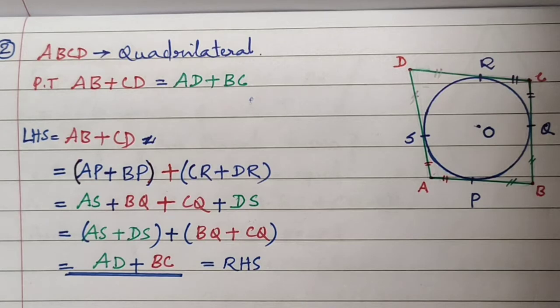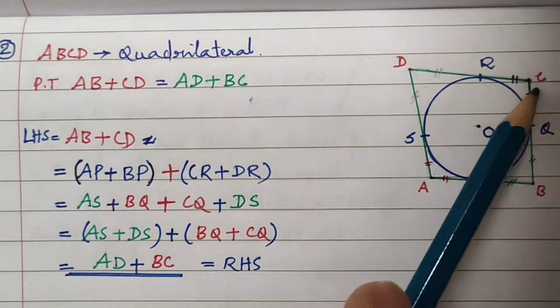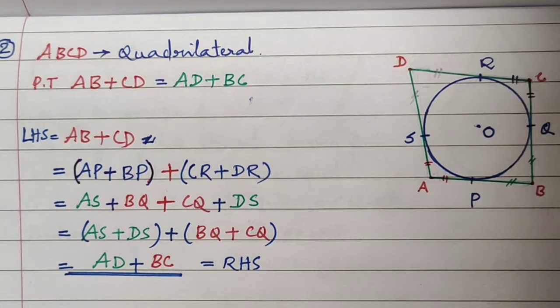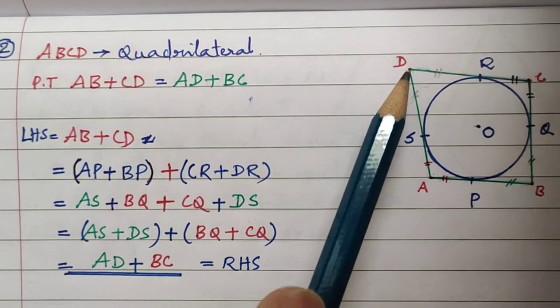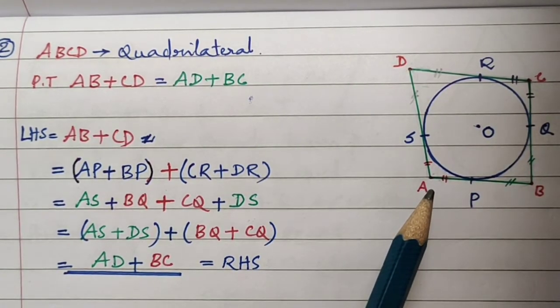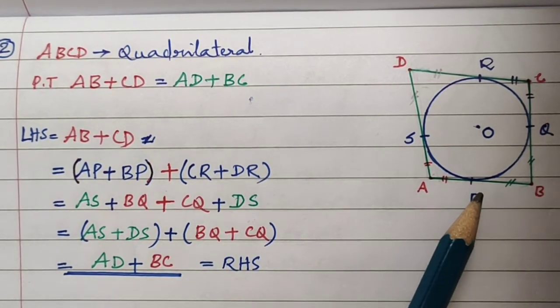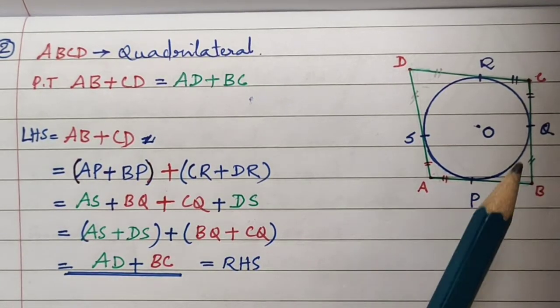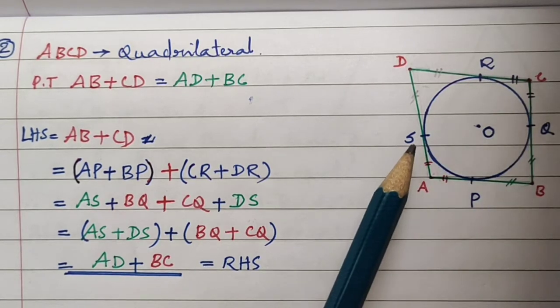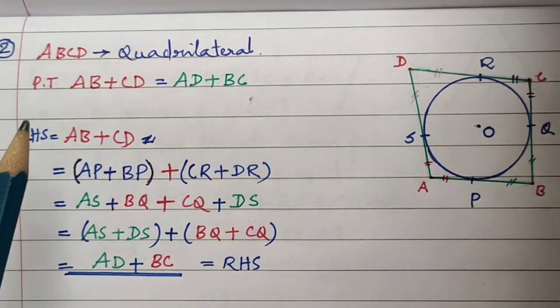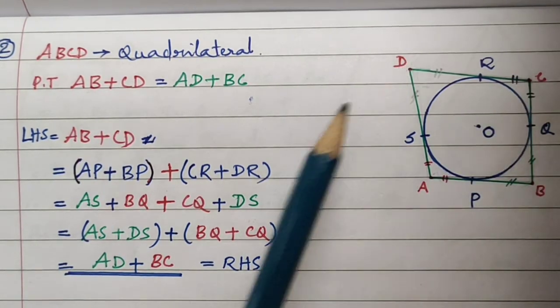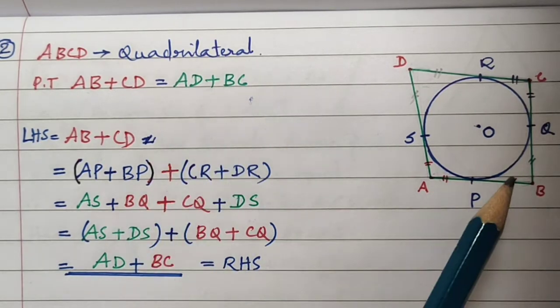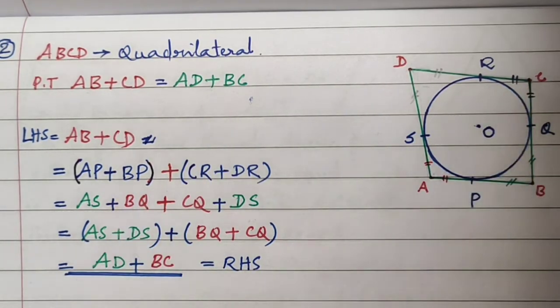In the given figure, ABCD is a quadrilateral whose sides AB, BC, CD and DA touch the circle at points P, Q, R and S. Prove that AB plus CD is equal to AD plus BC.